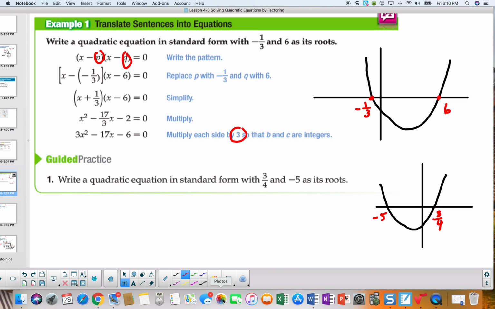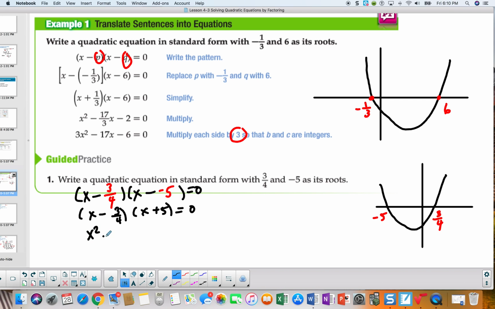Let's go ahead and do this problem, and I'm going to do it from scratch. So I'm going to write x minus, and I'm going to put in 3/4 here because that's one of my roots, one of my x-intercepts, and then I'm going to put -5. Now I'm going to clean up a little bit before I start multiplying, and I should be writing equals 0. Okay, I'm going to do FOIL.